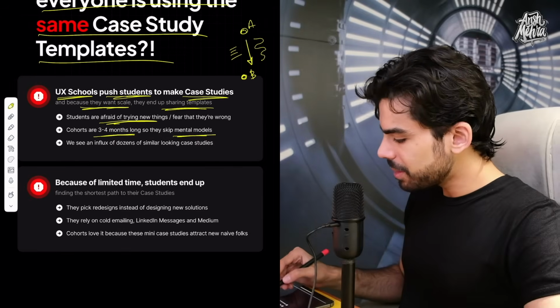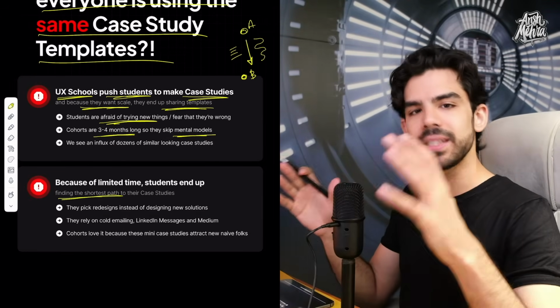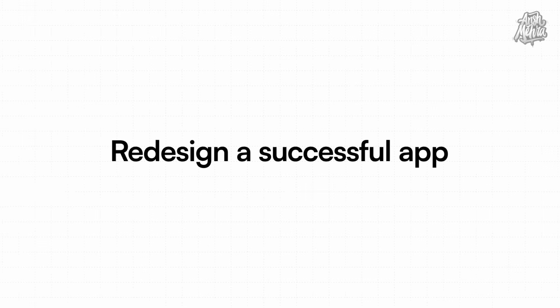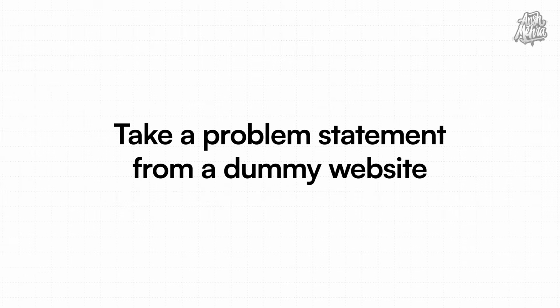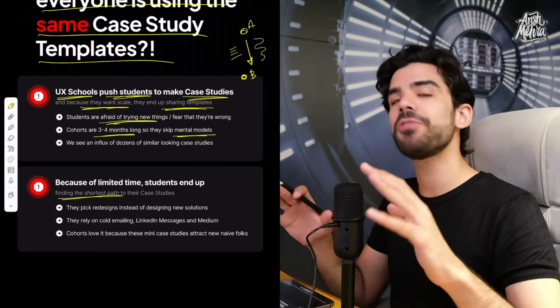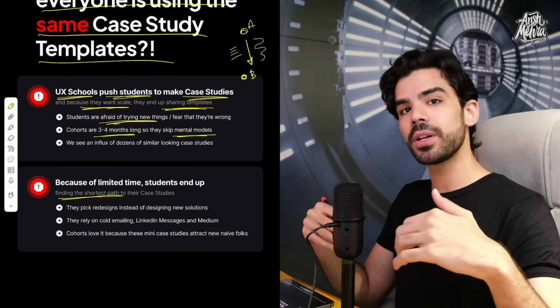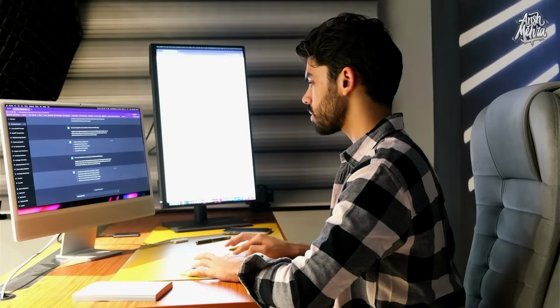Now, because of limited time, students find the shortest path. So what they do is they have a case study to make. So they usually pick two options. One is they pick a very successful app and do a redesign of it, or they just take a problem statement that they get from these dummy websites. Now, there are some dummy websites on the internet that give really, really fictional problems, and I have also recommended one of them. But now, after learning more, after evolving more, I've realized that using something like ChatGPT or using your own problem statements is way more effective.